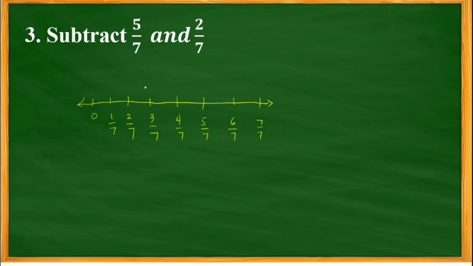Okay. Now, let's write the value of 5 sevenths. So we're going to move to 5/7, from 0 going to 5/7. Now, we're going to move back to 7. How many places? We're going to move 2 places. We have 1 and 2. So this would be the answer. The correct answer would be 3 sevenths.